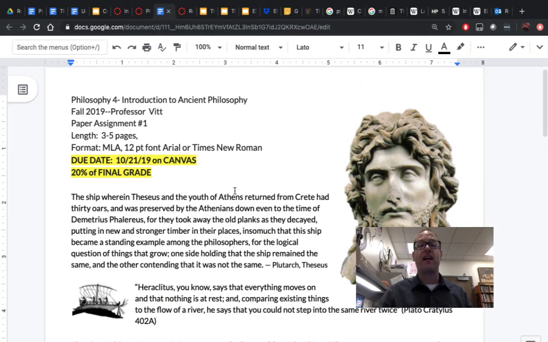So here's the general idea. We have a ship, and over time we gradually replace each piece of the ship with a new piece. Eventually, all of the pieces will change. Is it still the same ship?